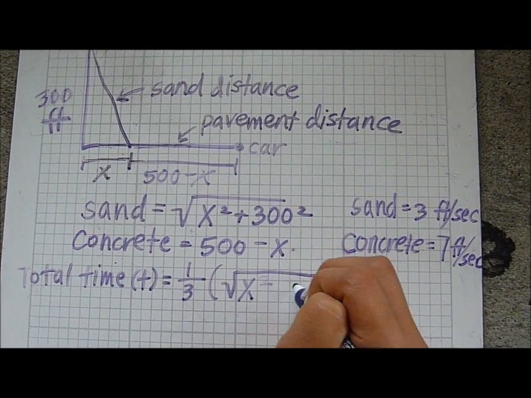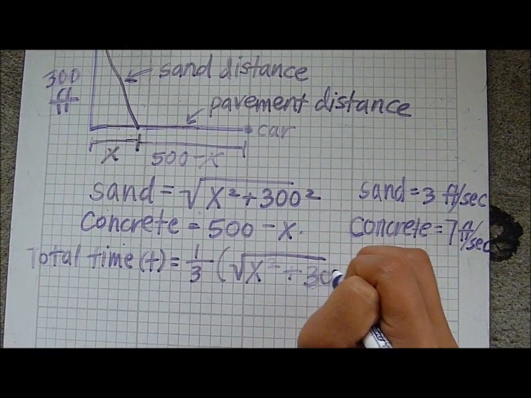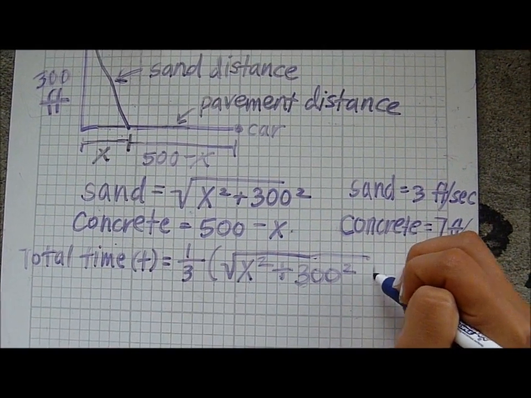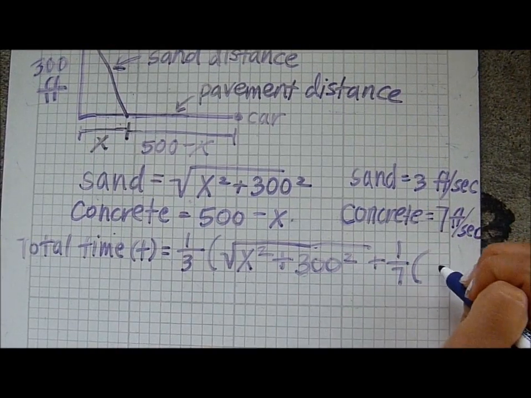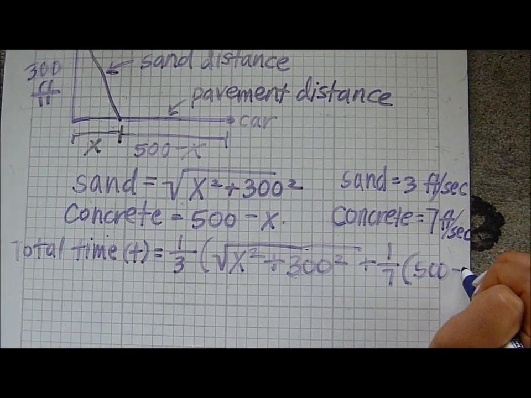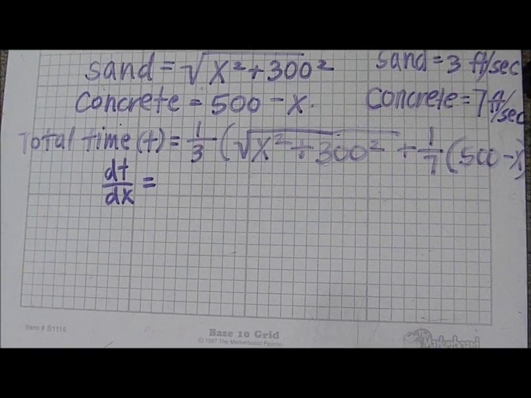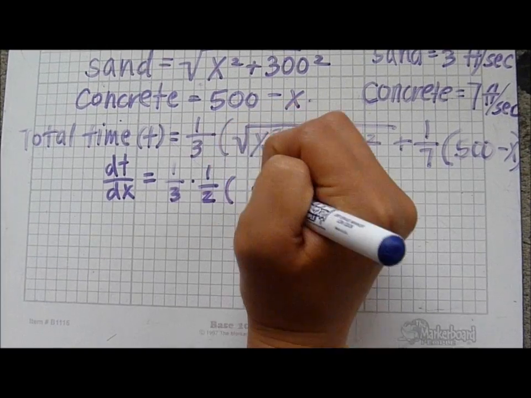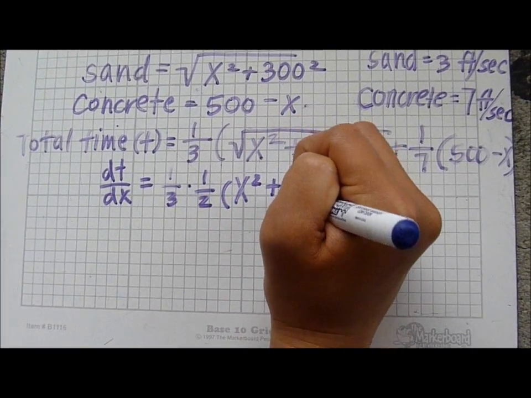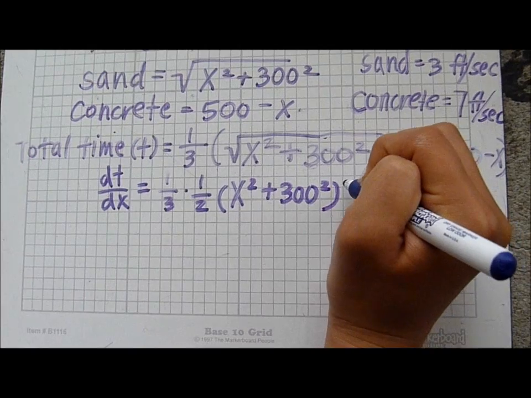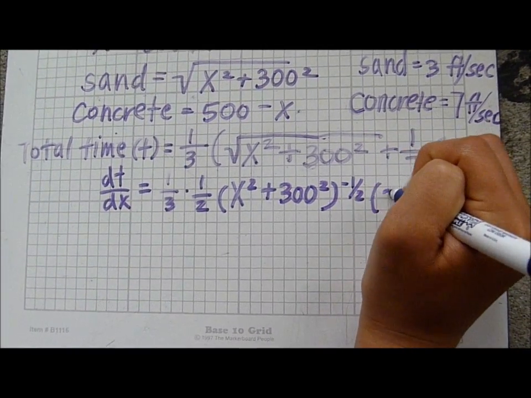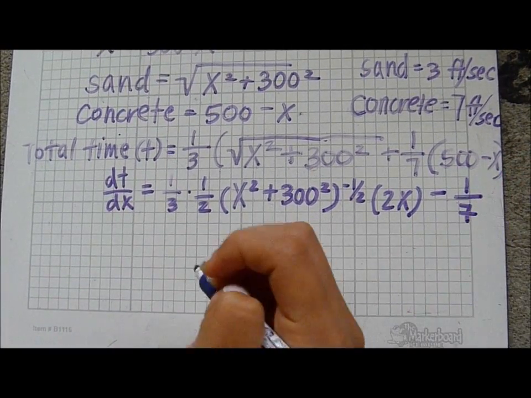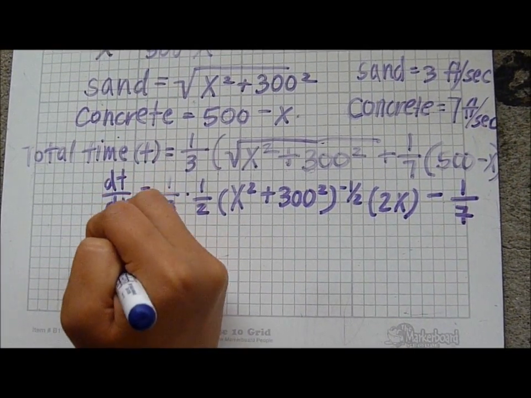Therefore, by multiplying the rates by the distances, we get the equation total time is equal to 1/3 times the square root of x squared plus 300 squared plus 1/7 times 500 minus x. By differentiating both sides of the equation, we get dt over dx equals 1/3 times 1/2 times (x squared plus 300 squared) to the negative 1/2 power times 2x minus 1/7. Let's now simplify.